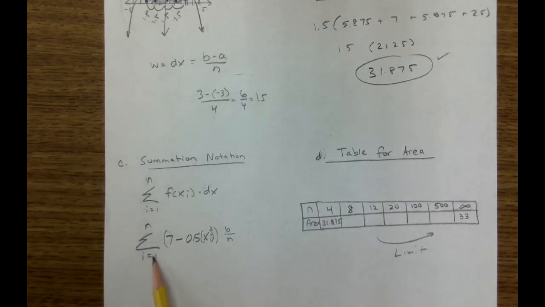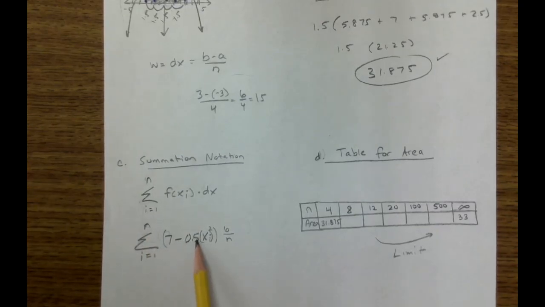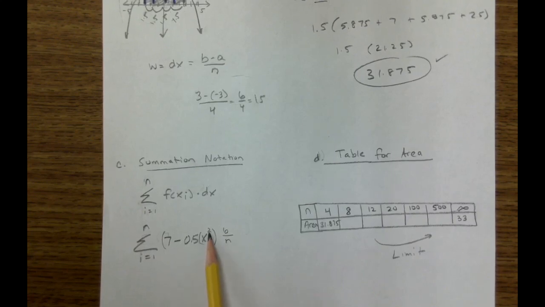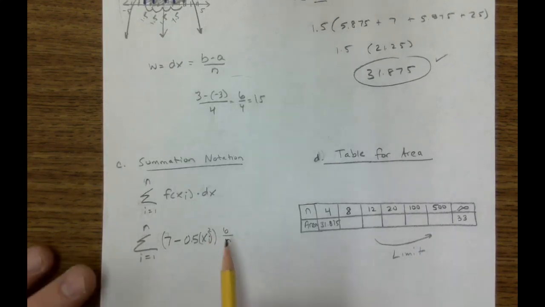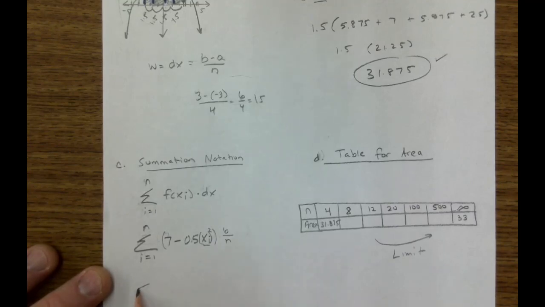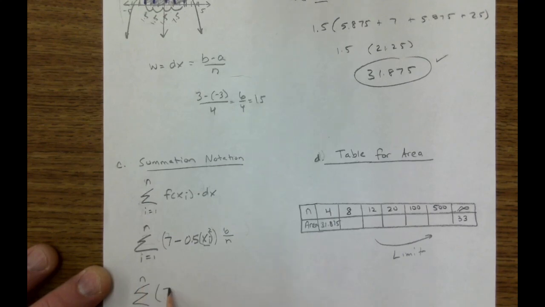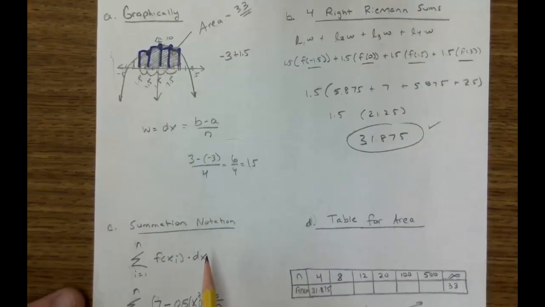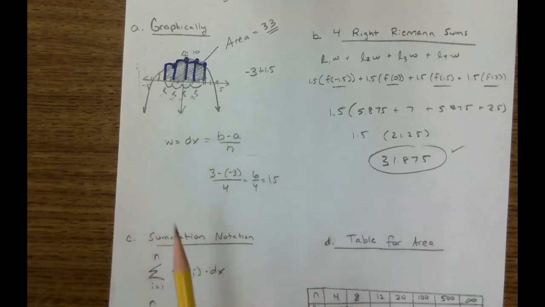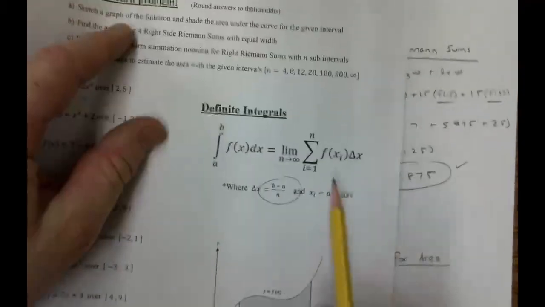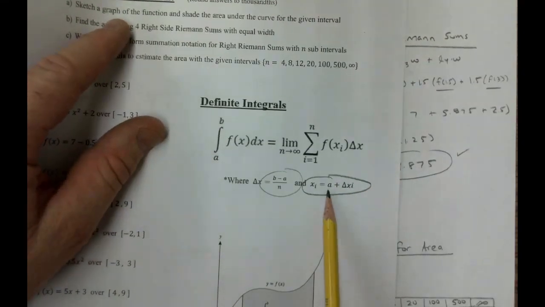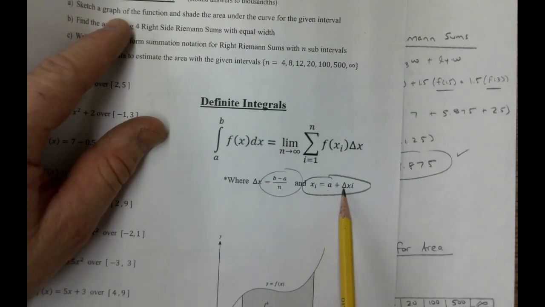We have the sum from 1 to n of this function, 7 minus 0.5 x sub i squared, times 6 over n. However, I just don't know what x sub i is, but I think I can figure this out. So it's going to be the sum of 7 minus 0.5 times... and what are the x values? Well, first off, we have it on the sheet right here. The x values are the starting value plus the change.